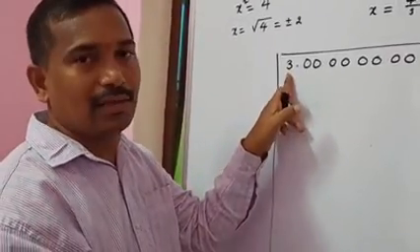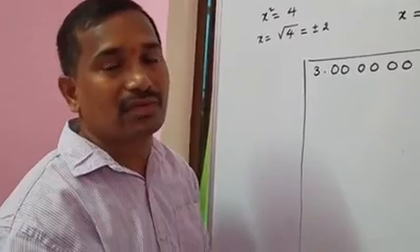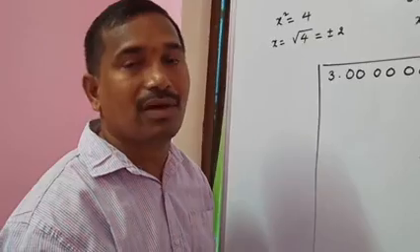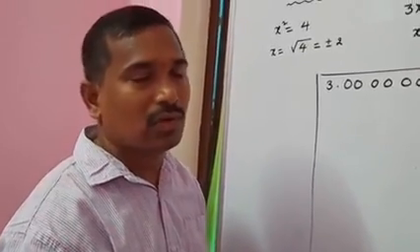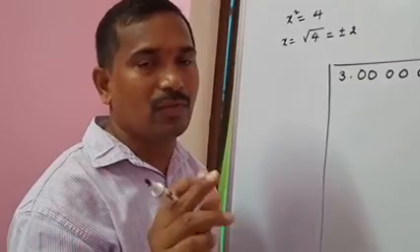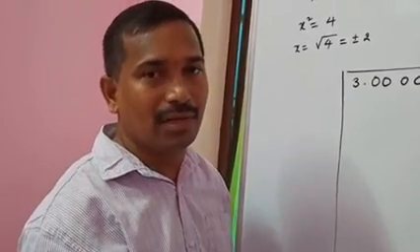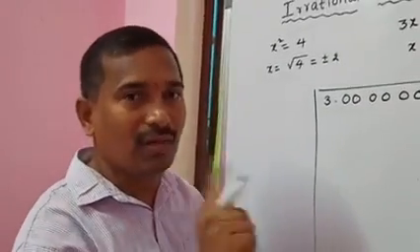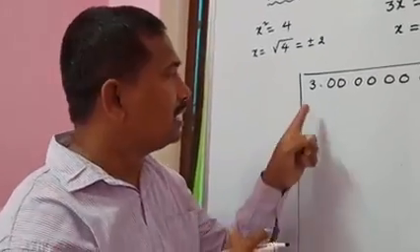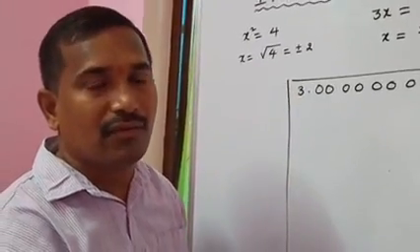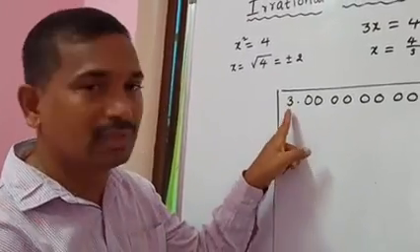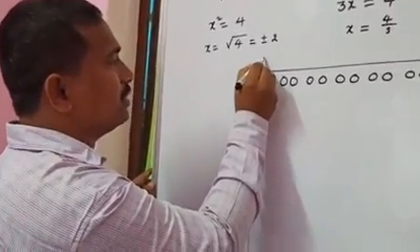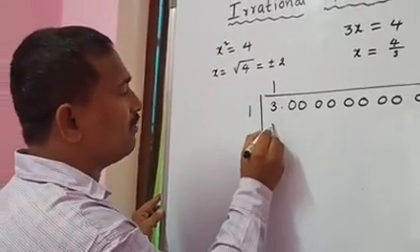What is the nearest perfect square to 3? That is 1. Root 1 is 1. So you have to take a number such that if you multiply it with that same number, it should be near to 3. 1 into 1, 1. That is near to 3. Any other number? No. Okay. So here write 1. This is the quotient.